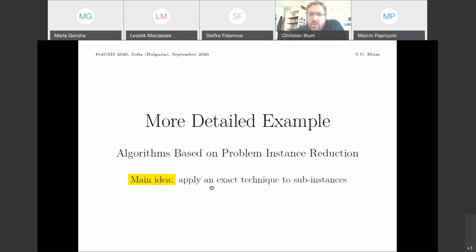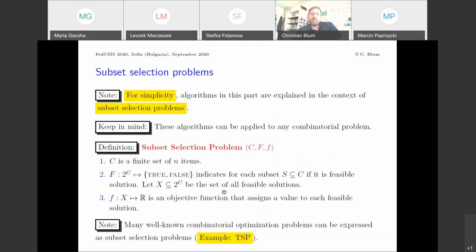The main idea here is to apply an exact technique to sub-instances of the original problem instance. I will explain these algorithms, which are very simple, for their application to subset selection problems. This is just so that I don't have to go so deep into technicalities. But keep in mind that these algorithms can be applied to any combinatorial problem. Just that here now I explain them for subset selection problems.